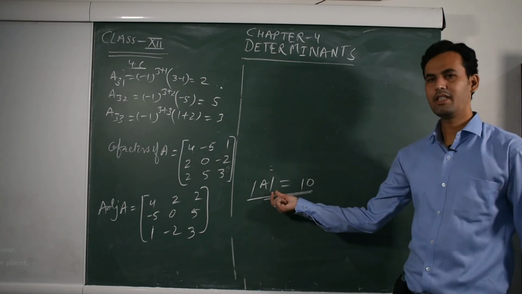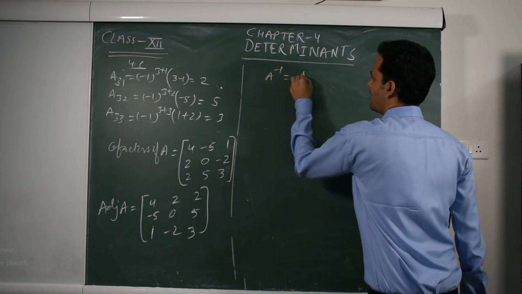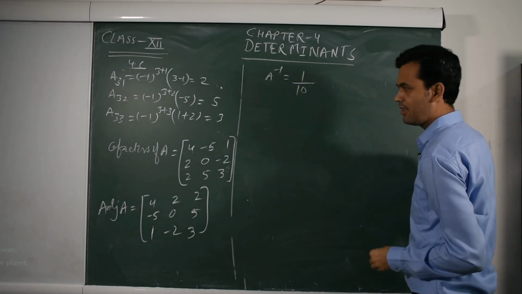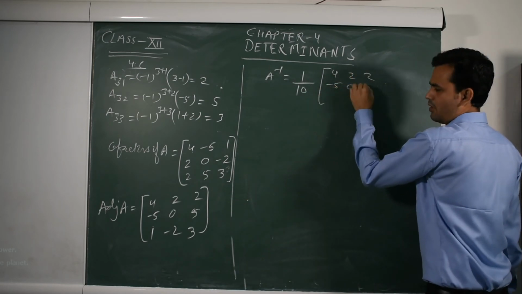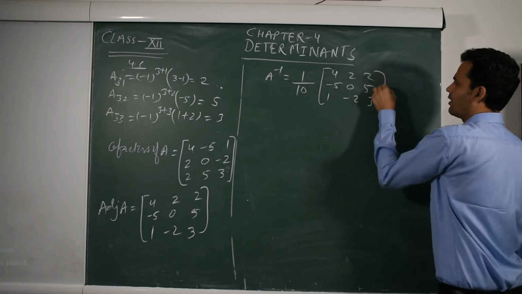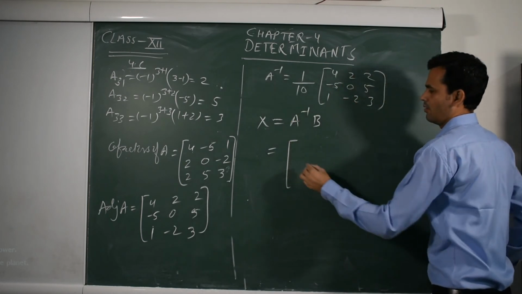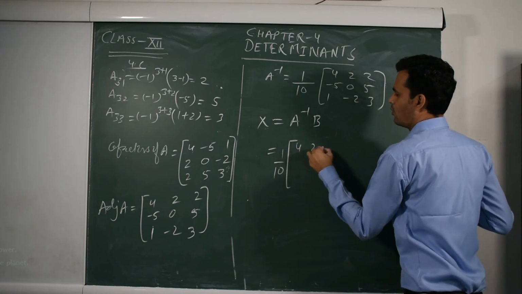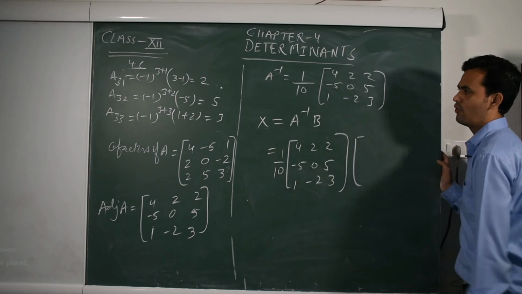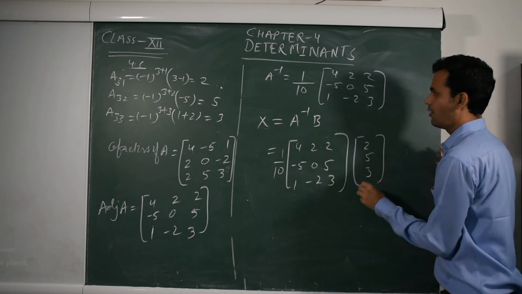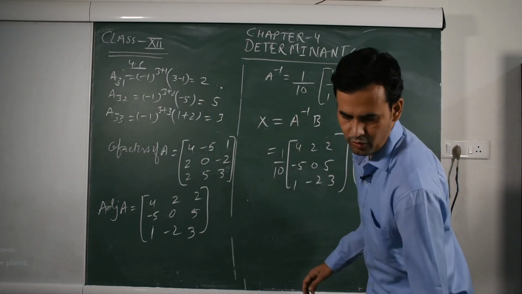Here we have the value of determinant A as 10. So A inverse is 1 upon determinant A into adjoint A. Adjoint A is 4 2 2, minus 5 0 5, and 1 minus 2 3. Now we find the value of X as A inverse B. So A inverse is 1 by 10 times 4 2 2, minus 5 0 5, 1 minus 2 3, and the value of B is 4 0 2.